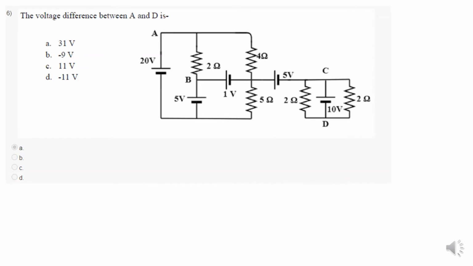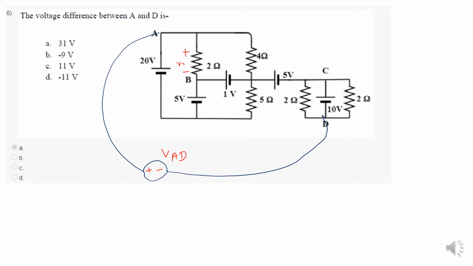So next problem, the voltage difference between A and D. First of all, I have to connect the A and D terminal. Okay, A and D. Next what I have to do is mark the terminal polarities. So first of all, I am going to find out V2 ohm. V2 ohm is the unknown voltage here. Here I have to consider the current direction as clockwise. So first here, this is the 20 volt voltage rise. And here positive to negative, voltage drop. And here also voltage drop.